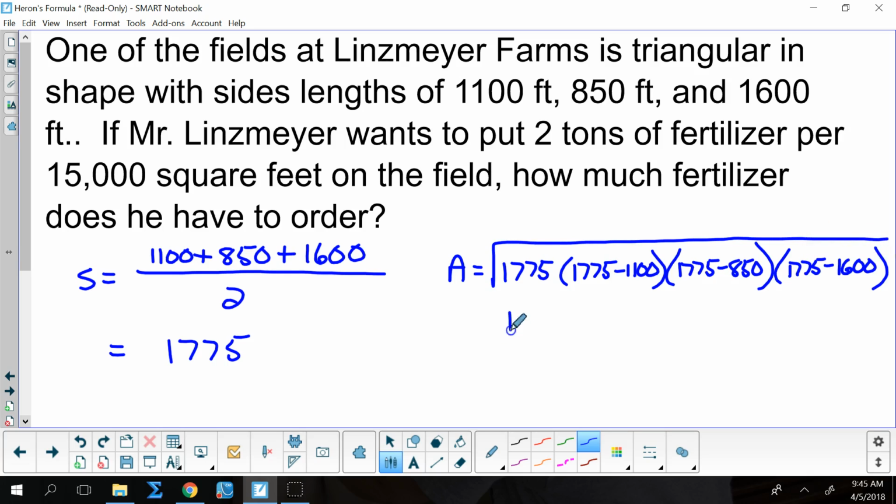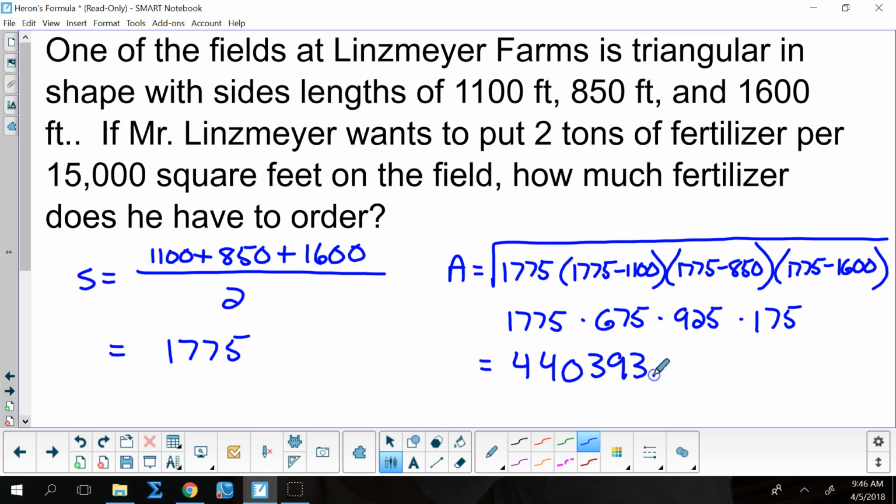So that is 1,775 times 675 times 925 times 175, which is, I got 44,0393.556 square feet.